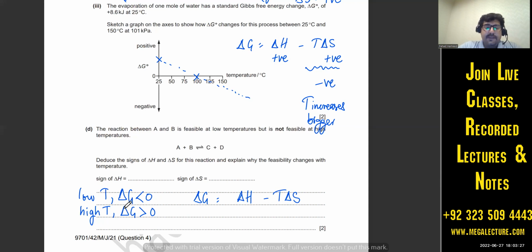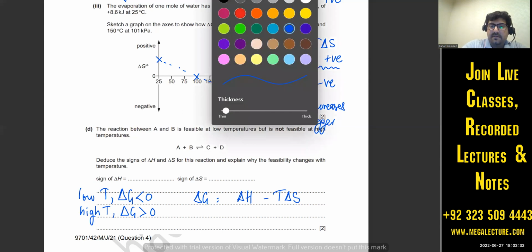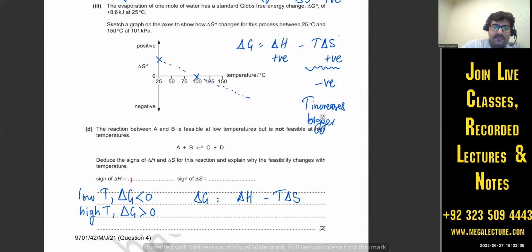So at high temperatures, delta G must be greater than 0 because it's going to be positive. It's not feasible. And I'm just going to write this down. Because this one is, this means feasible. This means not really feasible. So I need to figure out what delta H and delta S are.